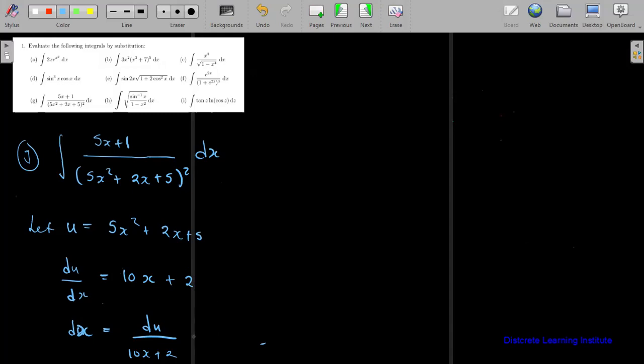So how can I rewrite this? You can also write this as what? Du over, remember, you can factor out a 2. So that's 2, then you have 5x plus 1, and it looks exactly like that guy in the numerator, which is going to cancel now.